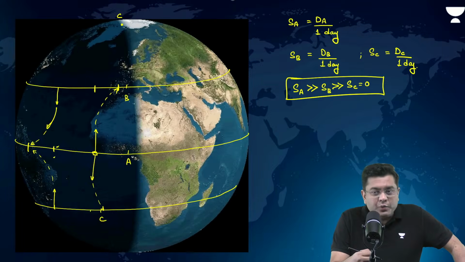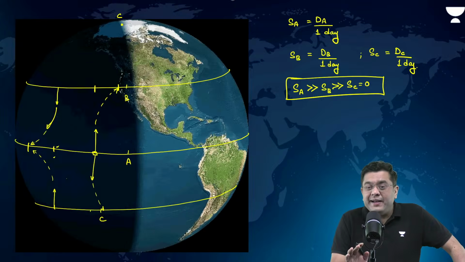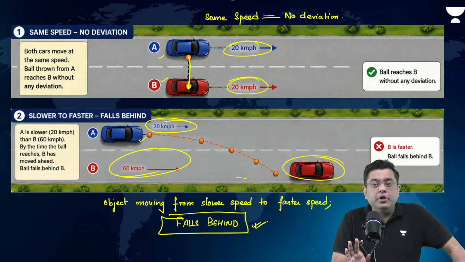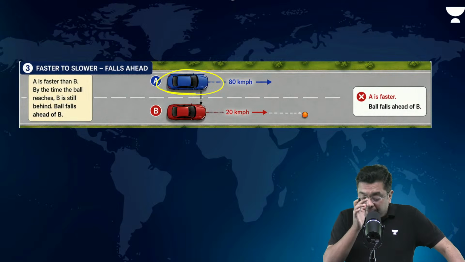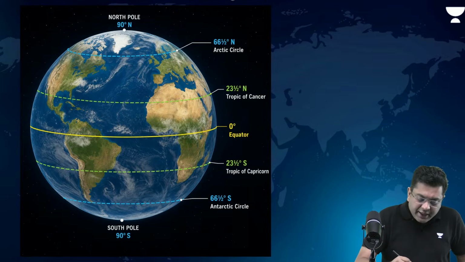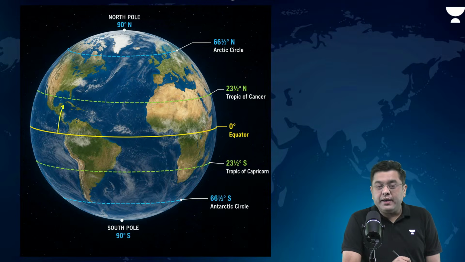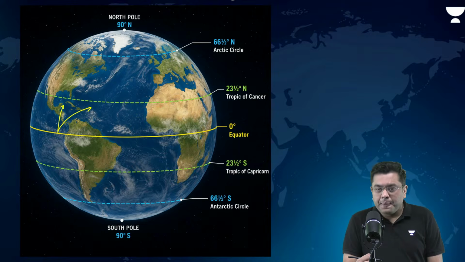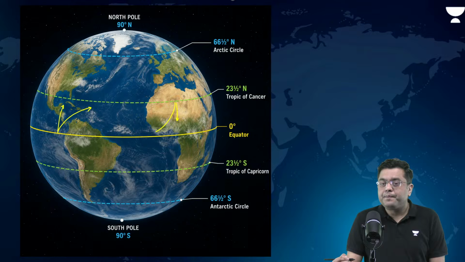This is the leftward bend. That is the case of movement in the southern hemisphere. It all depends upon the relative speed. So basically, you will observe that if an object wants to move from the equator in the northern hemisphere, it will bend to the right. Towards the equator, it will bend to the right.